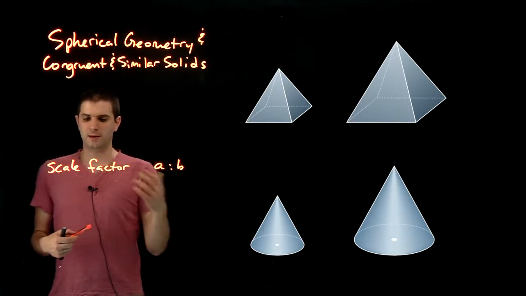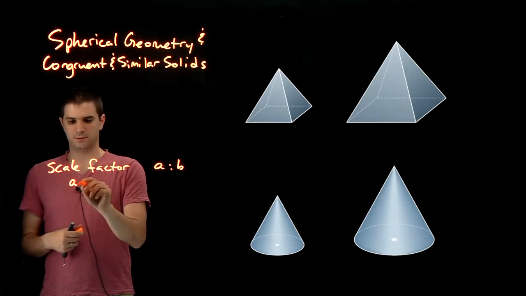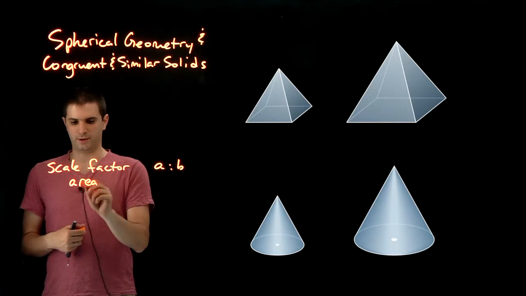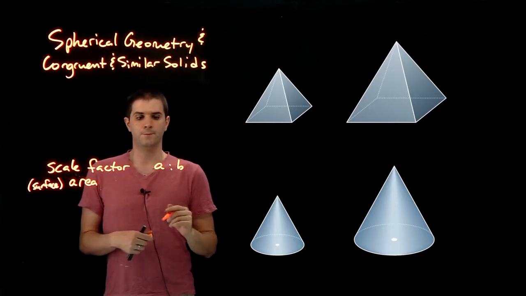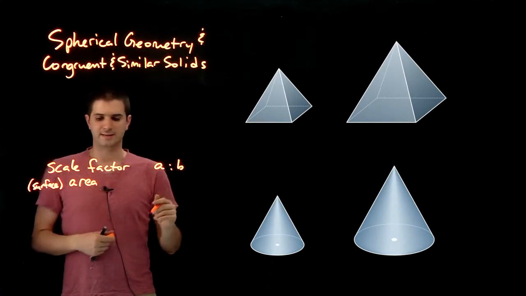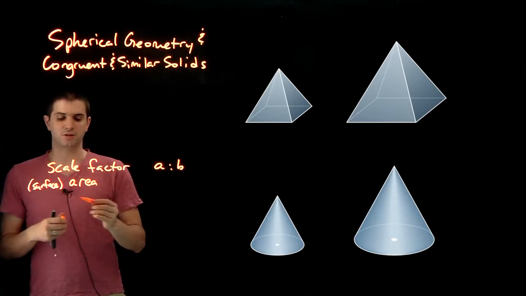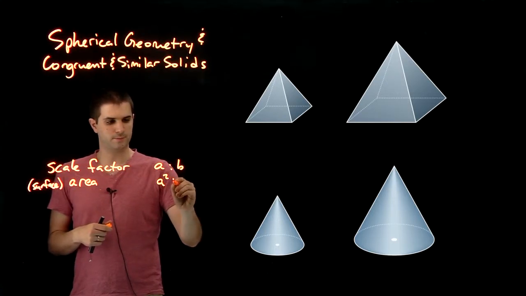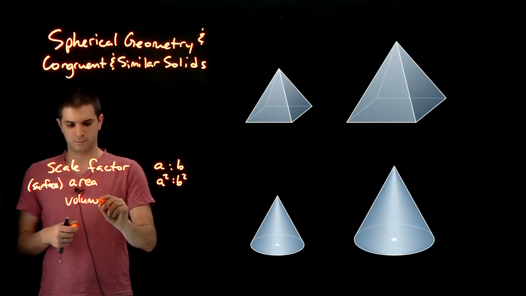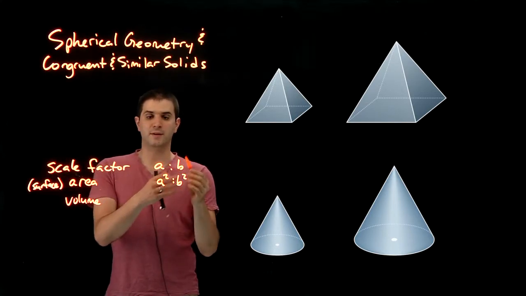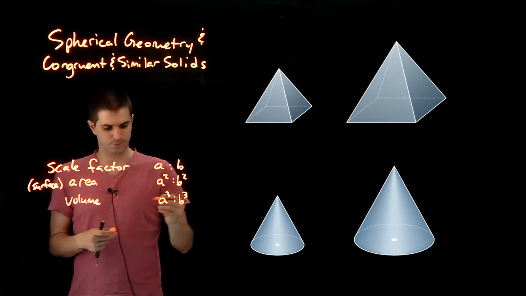Recently we talked about the scale factor of the areas, or the surface area in this case. We said that if the scale factor is A to B, then the scale factor of the area, or in this case with 3 dimensions the surface area, is going to be A squared to B squared. Finally, for the volume, if we have a scale factor of A to B, then our volume scale factor is going to be A cubed to B cubed.